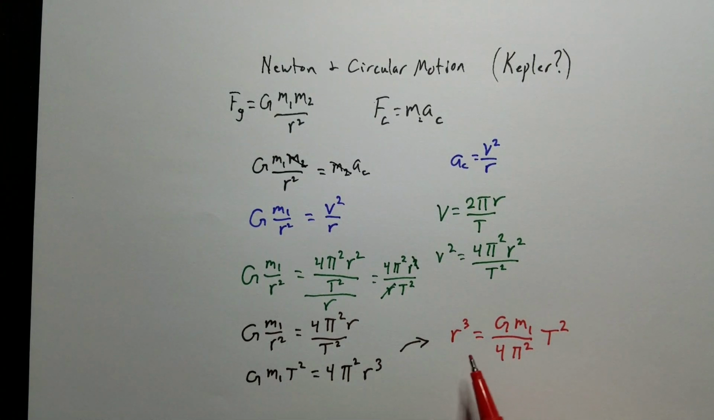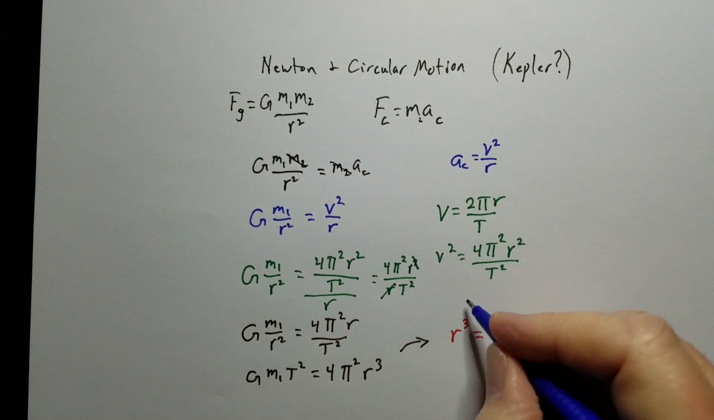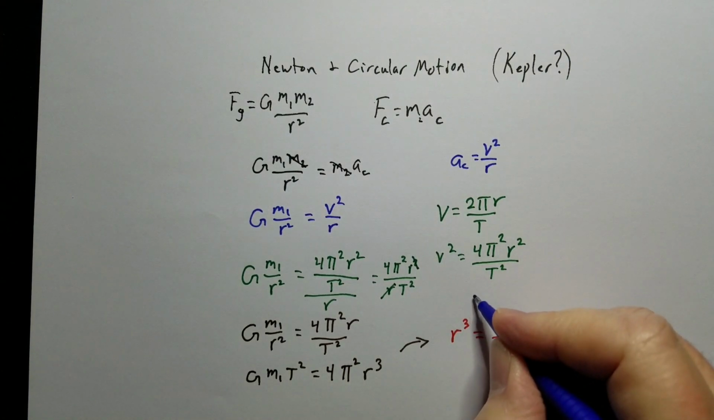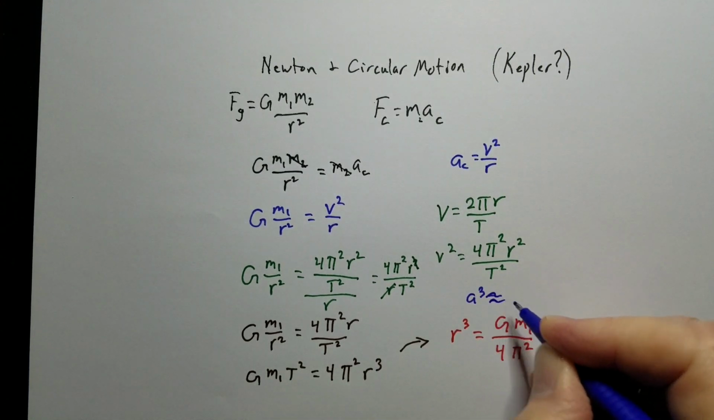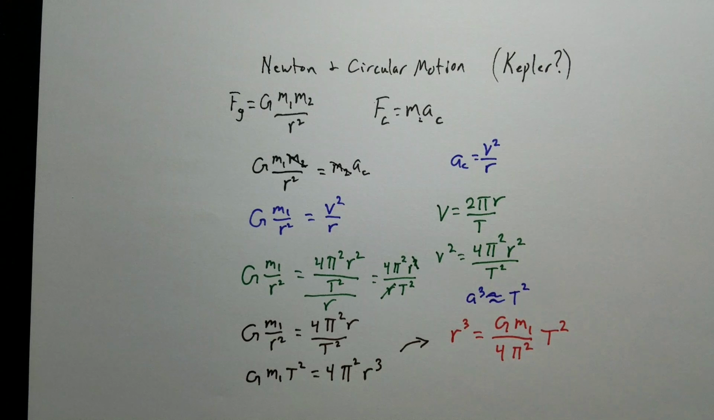This is actually a pretty famous equation. This is called Newton's correction to Kepler's third law, where Kepler's third law is a cubed equals, or approximates, T squared, where Kepler used a semi-major axis because Kepler knew the orbit was actually an ellipse, not a perfect circle.